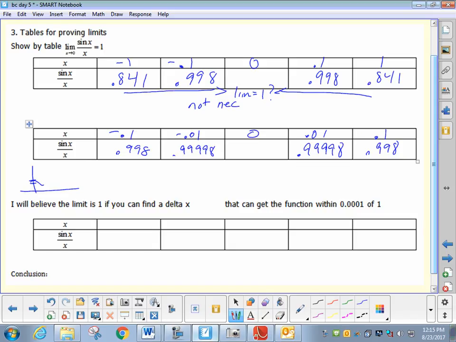So, say I will believe the limit is 1 if you can find a delta x. Now would you please write in the delta x? It's not a capital delta x. It's a lowercase delta x, which looks like an unfinished 8. Like that. Okay? Delta x, that you can get the function within 1/10,000. Now, that would mean then that the difference between the function and the limit is less than 0.0001.